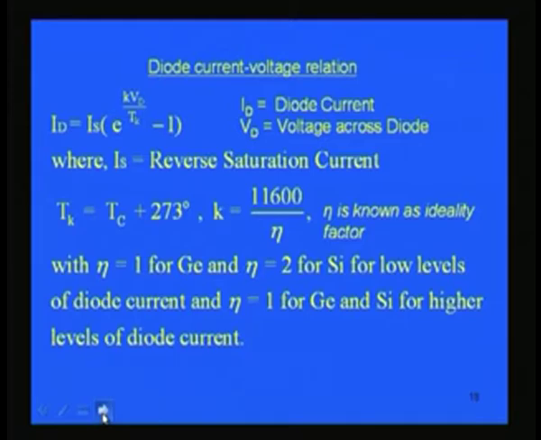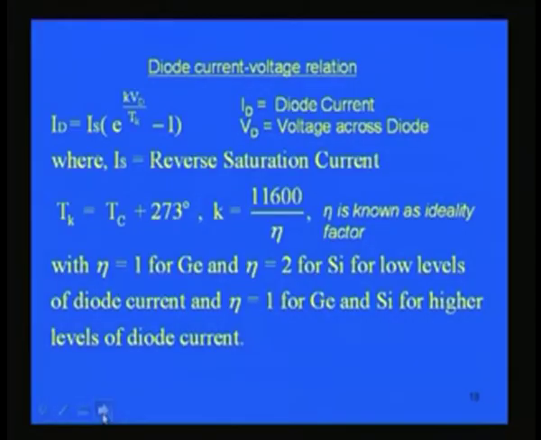Now, what will be the relationship between the current and voltage in a semiconductor diode? That is an important relationship we must remember. This is given by ID equal to IS into exponential of K times Vd divided by Tk, minus 1. This expression gives the current flowing in a diode when the voltage across the diode, or the bias voltage, is Vd.